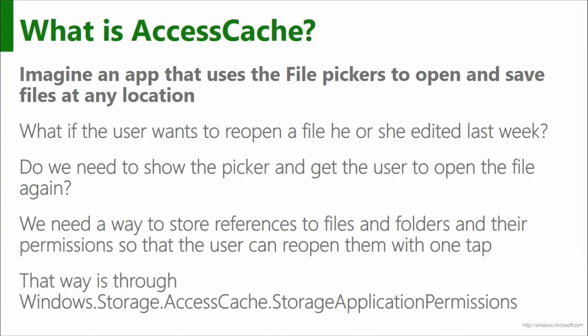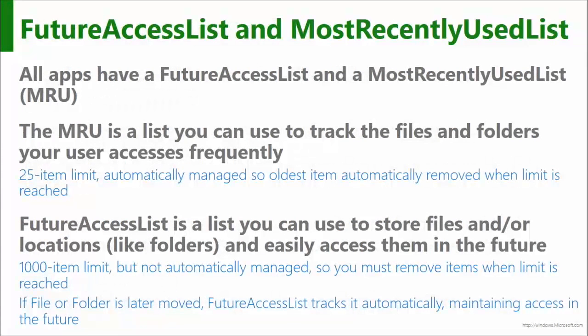I see. So that's what this access cache is all about, and it's a necessary side capability to the file open pickers, and it's a way of managing this thing called the access cache, storage application permissions. And it consists of two lists: a future access list and a most recently used list. All apps have these. They have a future access list which you can store these access permissions in. So the MRU is a list with a 25 item limit, and it's automatically managed. It's a last in, first out kind of stack thing.